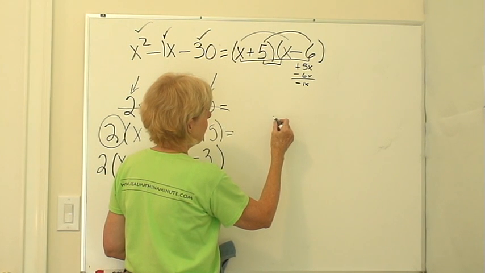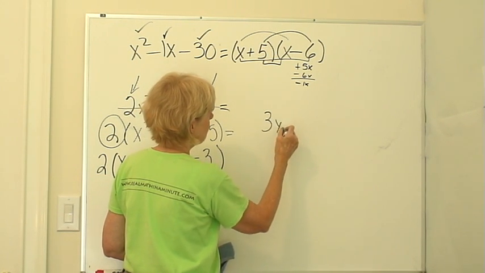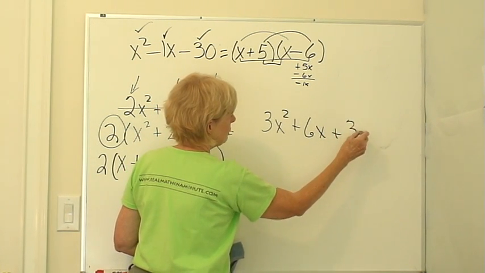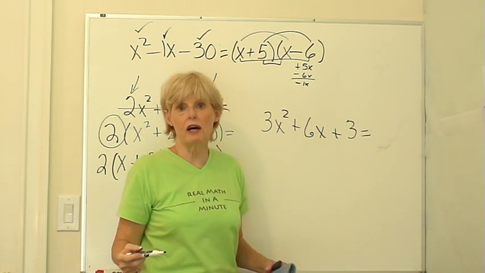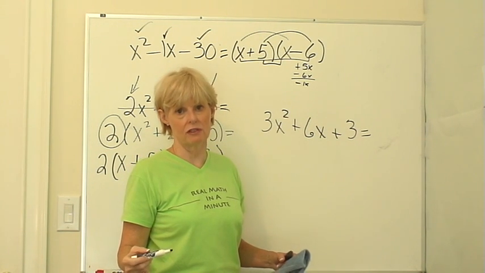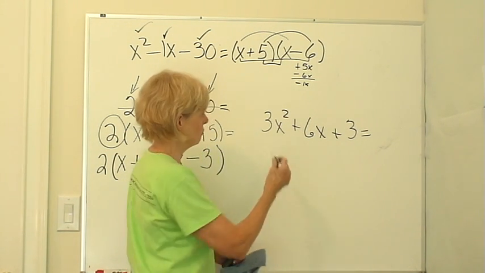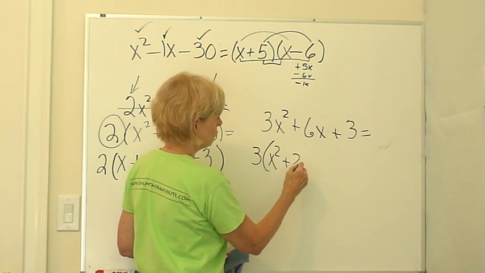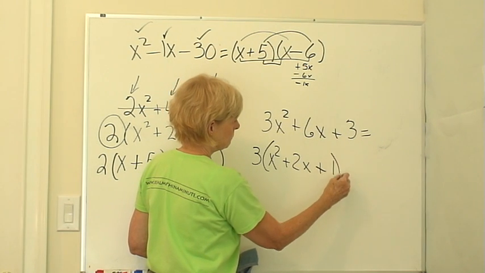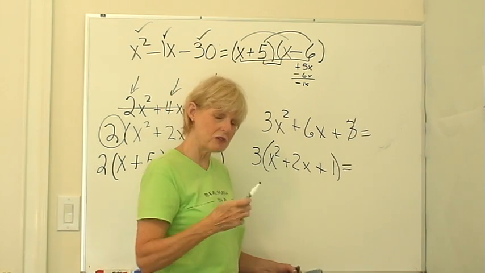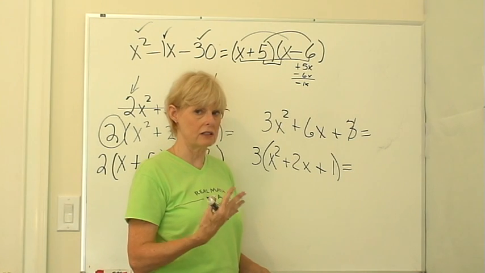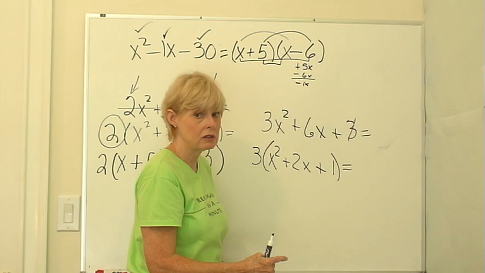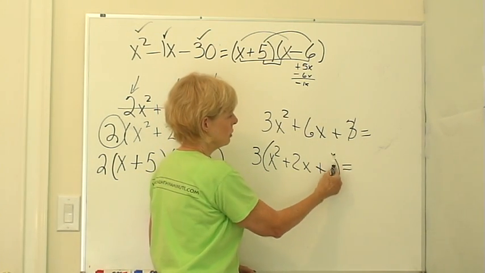Let's say that we've got 3x squared plus 6x plus 3. And I know that it just jumps out at you what the greatest common factor is, doesn't it? Yeah, it's 3. You can just see 3 going into everything. So you take out your 3, you get x squared plus 2x plus 1. Every time you take something out, remember I'm dividing. So 3 divided into 3 is 1. You don't leave it blank. 3 divided into 3 is 1.